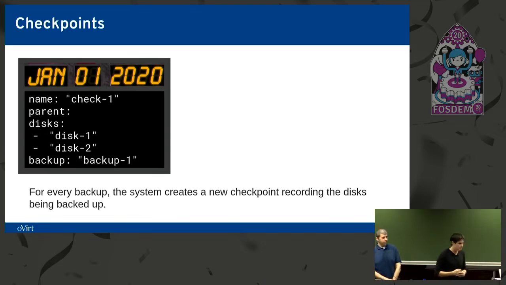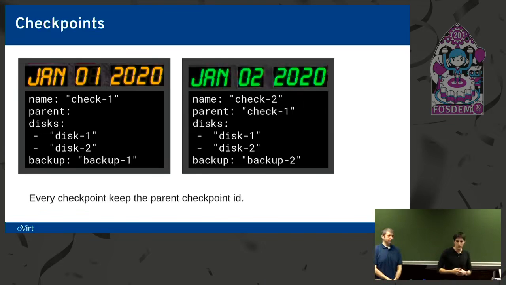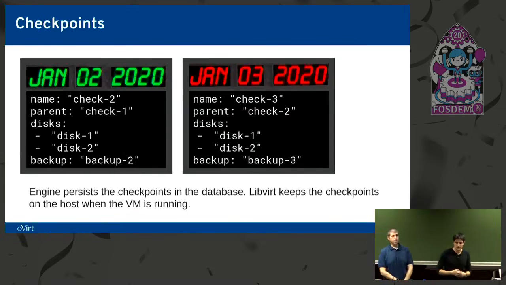This is the first backup in the chain. The user, the day after, selects to create a new backup. So now a new backup and a new checkpoint were created underneath it. And now this checkpoint has a parent, which is the first checkpoint, and the same disks participate in the specific backup. Fine. The day after, the user selected to create another backup, and another checkpoint was created, and now we have a chain.